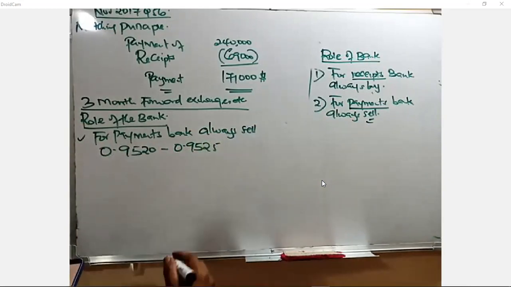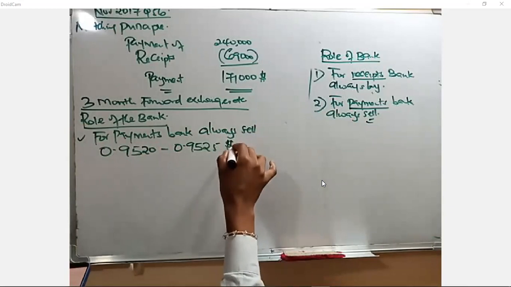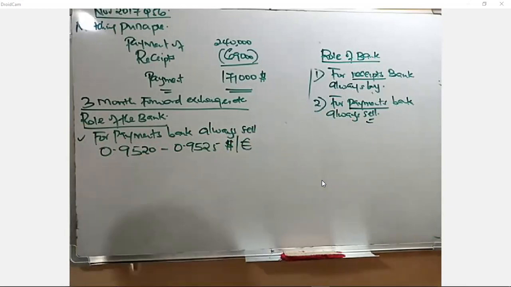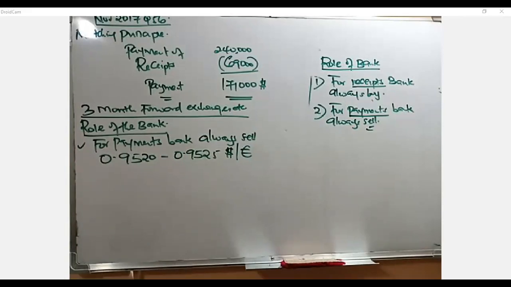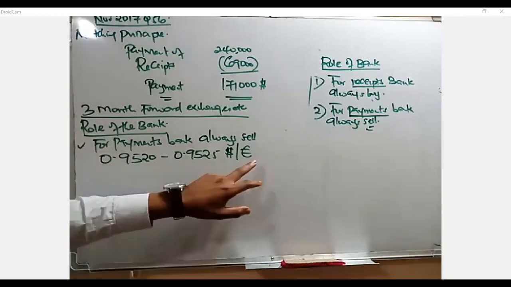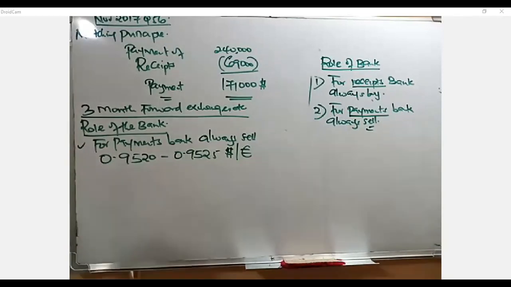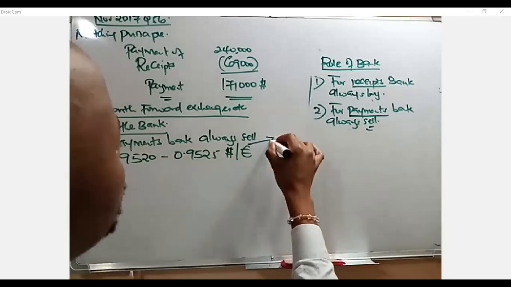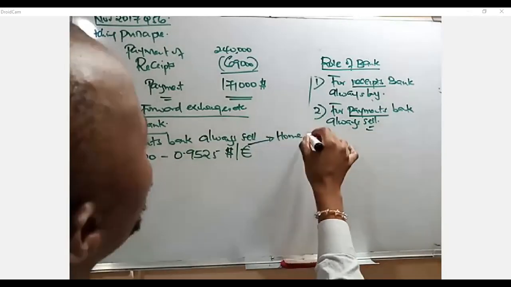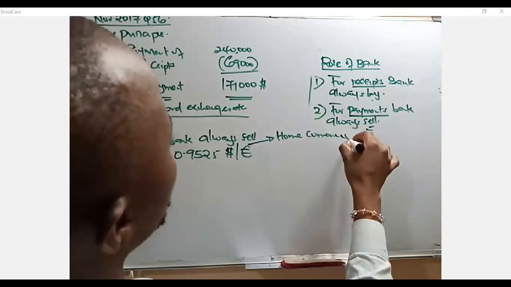0.9525. Here we are talking about US dollar per euro. So in this case, the most important aspect is to analyze which is our home country. Jackie Limited is a company that is based in France, where we were told the euro is widely used. So the euro is our home currency. That is our home currency.